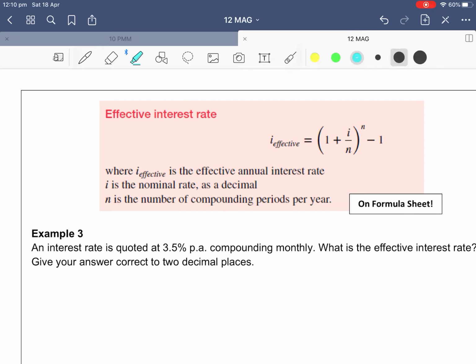This is our formula. We say I effective is equal to 1 plus I on n, all to the power of n, minus 1. That looks really confusing, so let's talk about it. I effective just means the effective interest rate, that's what we're looking for. I is the nominal rate, or the rate that you're just given, as a decimal, and n is the number of compound periods per year. I will be writing my I effectives as IF like this, just because it's a bit quicker and it still communicates exactly what I'm doing.